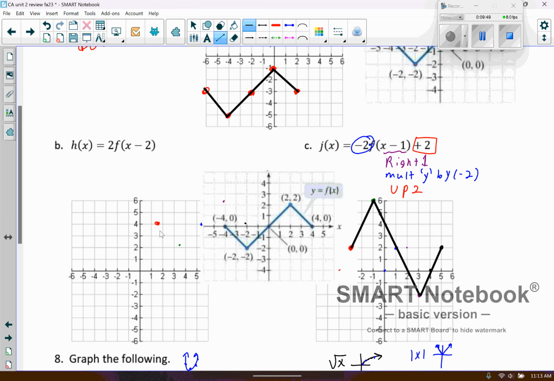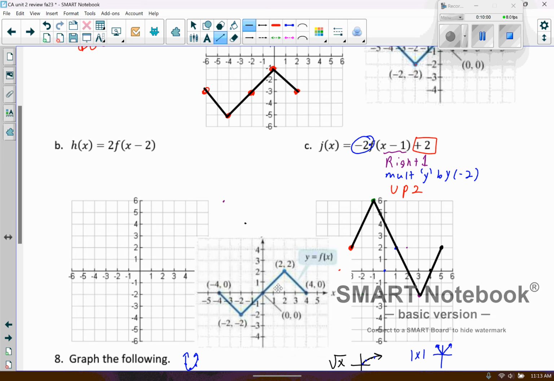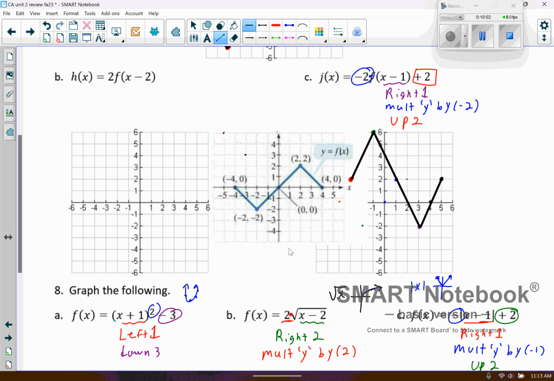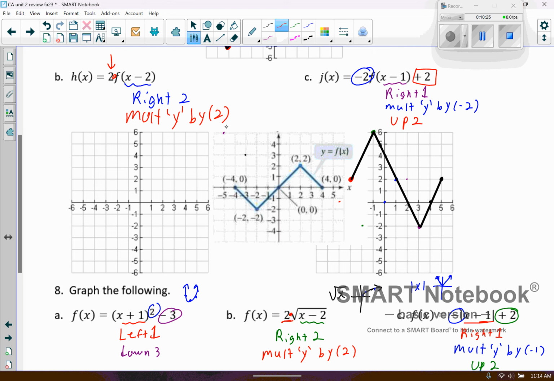Okay, the next one might be a little bit more challenging just because we have a stretch taking place. I want to keep this on my screen so I can see it as I do this. Once again, I have to do anything left and right first. So this time I'm actually going to move right 2. And this times 2 technically causes a vertical stretch. The best way to apply that is to multiply y by 2, and that will cause this graph to stretch vertically.